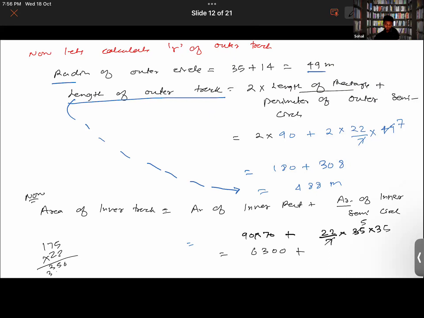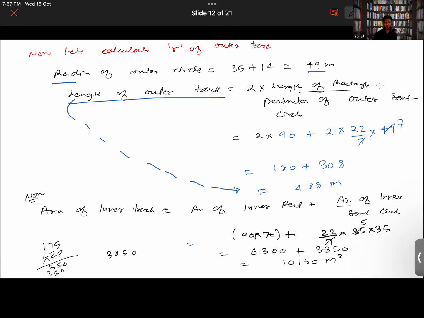175 into 22 is 3850. Plus 6300, that will be 10,150 square meter. We are talking about area because we are finding area, right? So that is the area of the inner track.